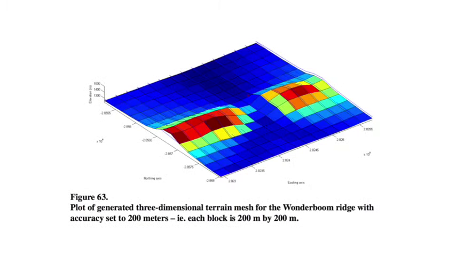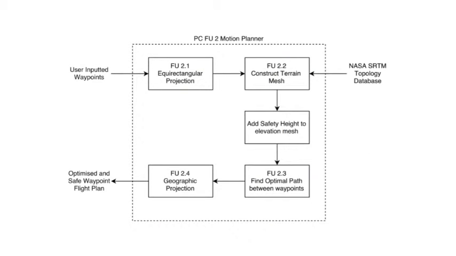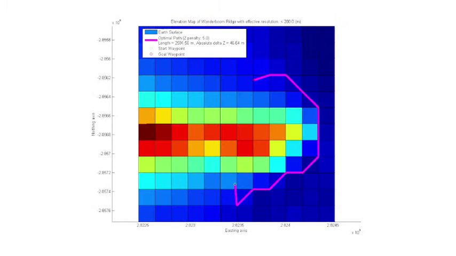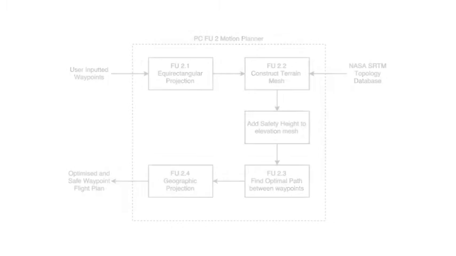So the motion planner takes user inputted waypoints and then equirectangularly projects them into the Cartesian plane. And then it constructs a terrain mesh between those points using NASA SRTM topology information. And then with that mesh, it adds a safety height to avoid trees and that sort of thing. And then it applies an A-star optimal path algorithm on that to determine the best path, and then projects it back into geographic coordinates and gives it back to the user interface to be loaded onto the UAV.